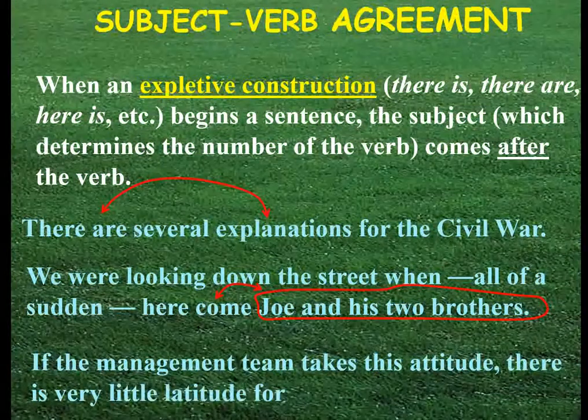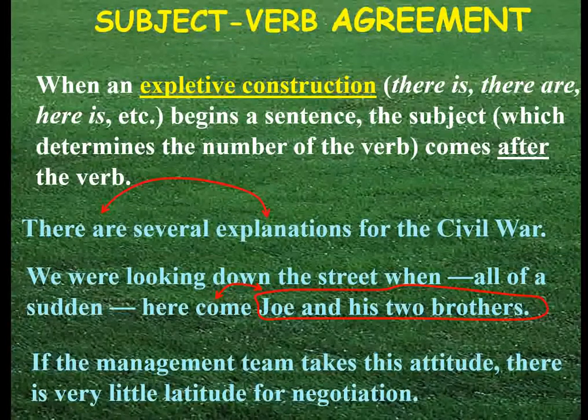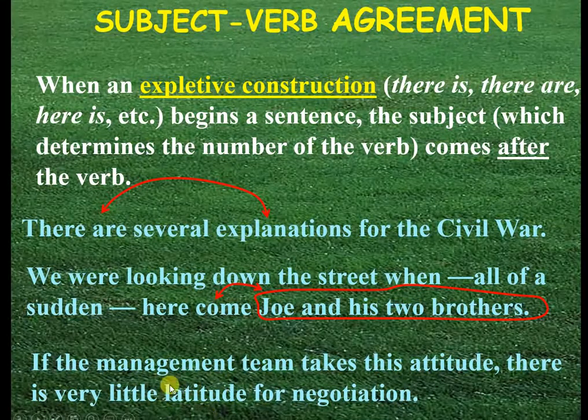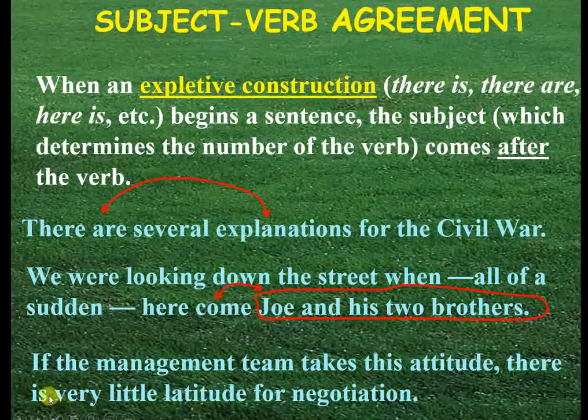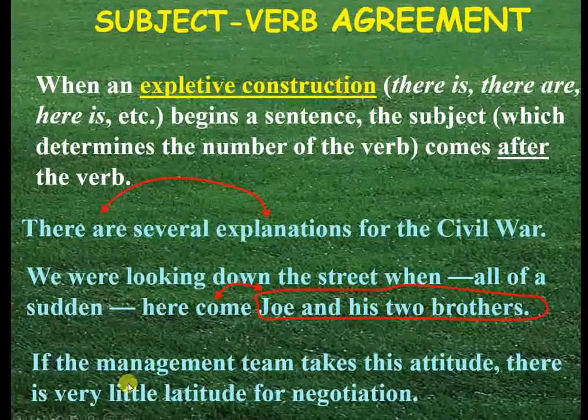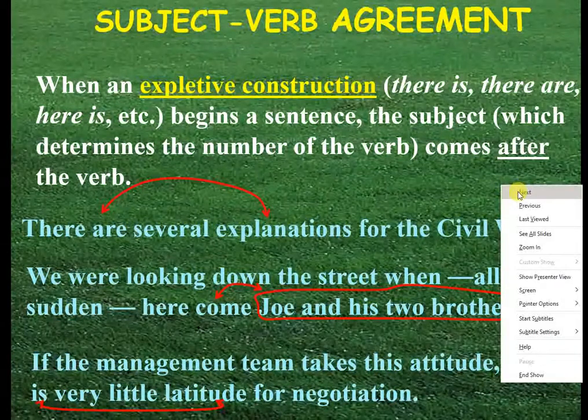Okay, now this time we've got a third person uncountable idea. Latitude is the subject for this verb. We've got another subject verb here. Team is singular and takes, and here latitude is there. So that's that.